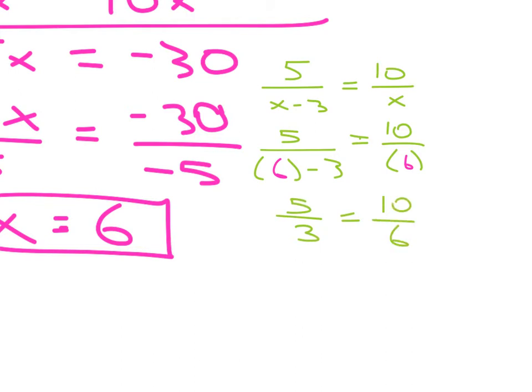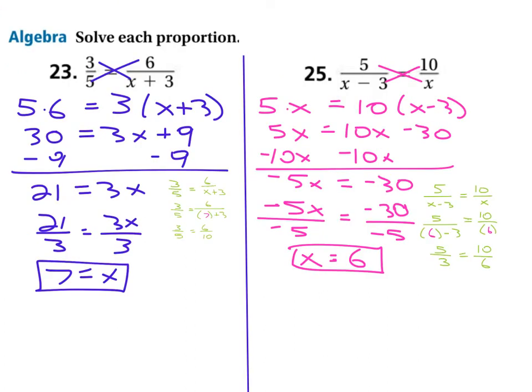And similar to the last one, you take the numerator here times 2 and you get this numerator. The denominator times 2 and you get this denominator. So the value of 6 works and makes sense in this particular problem when you substitute it in. So there's your full solution for both of them, and we're done.